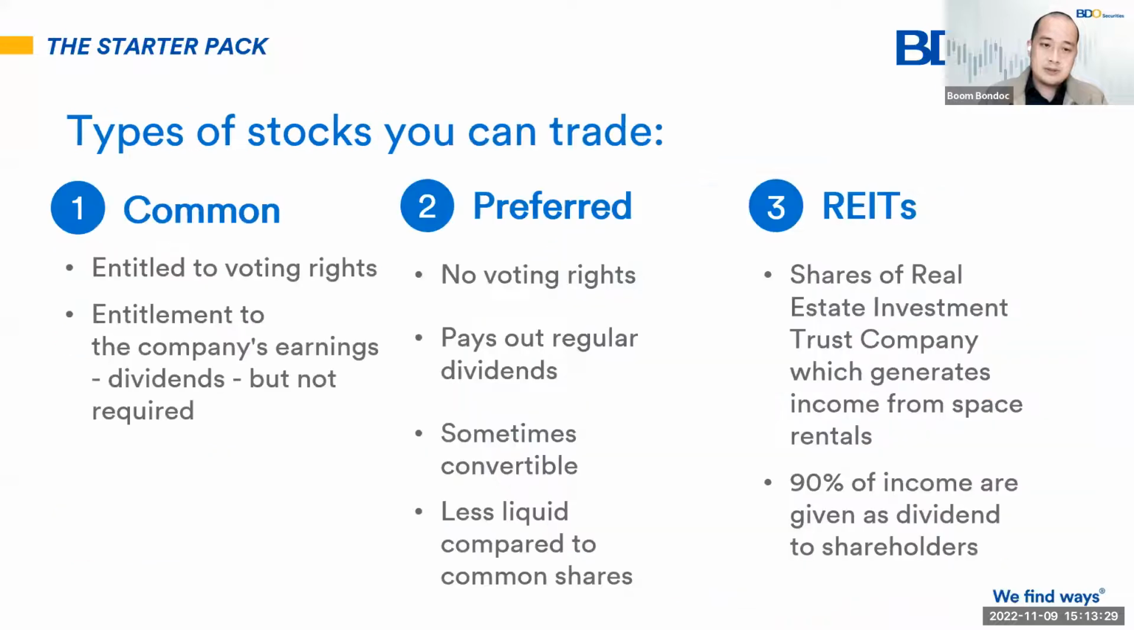Now what are the types of stocks that you can trade? The most basic one is a common stock. Common stock is entitled to voting rights if you're a stockholder, and you may be entitled to dividends, but you're not required to be paid. As opposed to the preferred stock, it has no voting rights. However, it pays out regular dividends. Another note is that it's somehow less liquid compared to common shares.